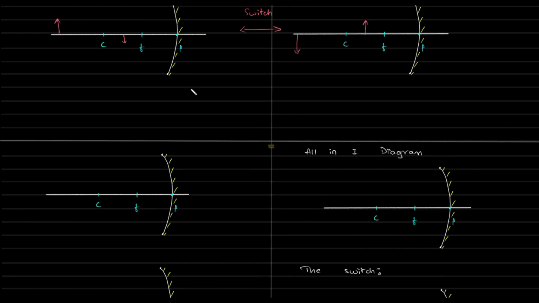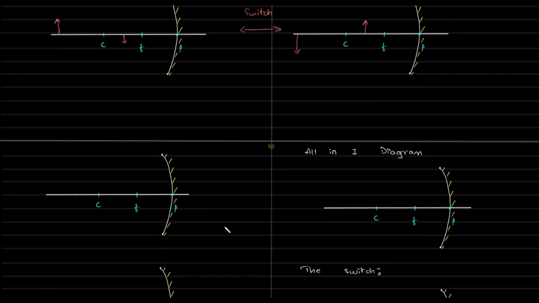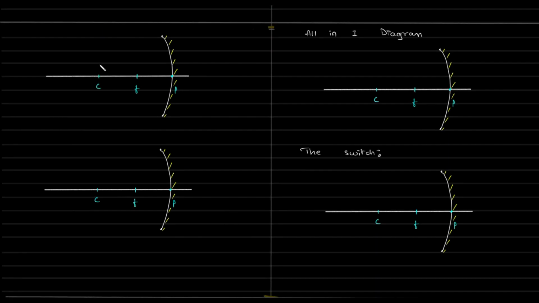See, what I'm trying to do here is I'm sequencing it in a way wherein you can understand, relate and remember better. So here again we have done the switch. Here too we have done the switch. At center of curvature, we get an image at center of curvature, same size, inverted real image. And the last one is between F and P, we'll get an enlarged virtual erect image.